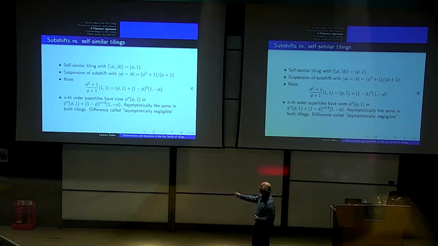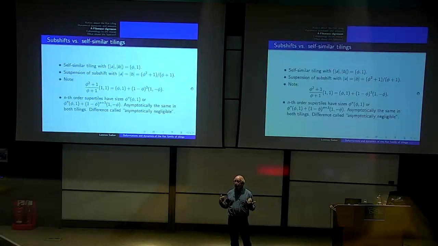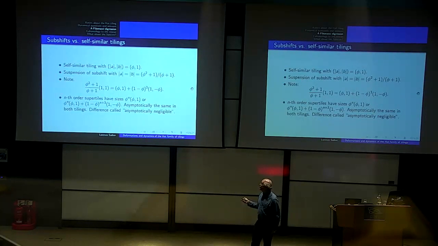What that means is that even though these tilings have tiles that are different sizes, asymptotically, their super tiles have the same size. And so we call this difference asymptotically negligible.